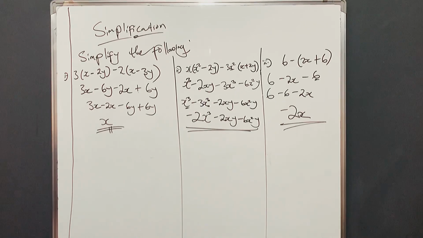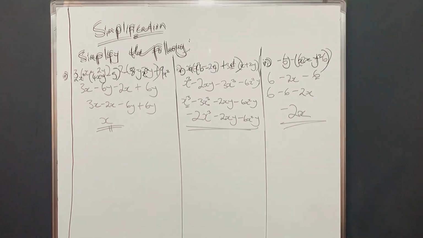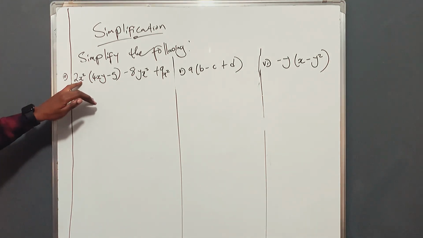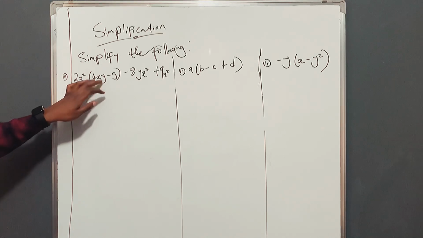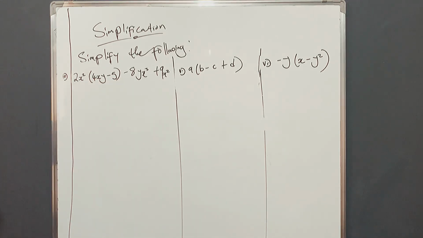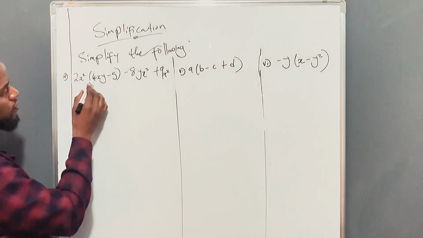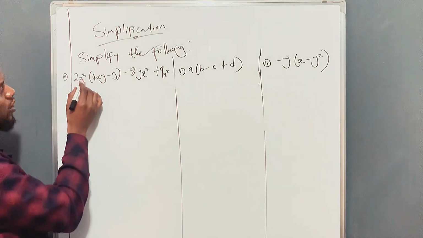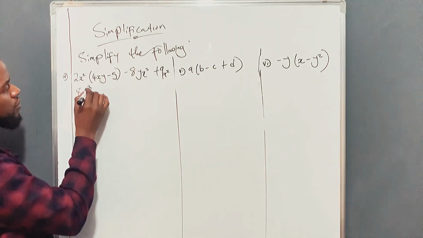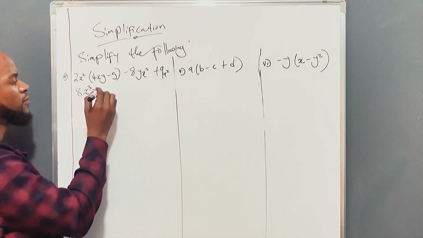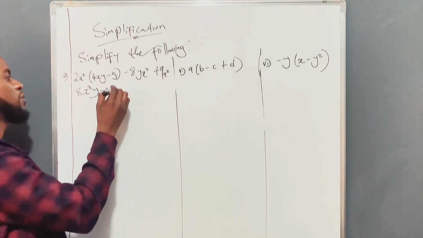Let's look at the last 3 examples on this. All right. We're now looking at our last 3 examples on simplification. We have this one: 2x to the power 2, brackets 4xy minus 5. Then we have that. I'm going to break the brackets. How? By multiplying this with that. Start with the numbers. 2 times 4 is 8. X squared times x to the power 3. I have y here. 2 times 5 is negative 10. I have my x to the power 2.